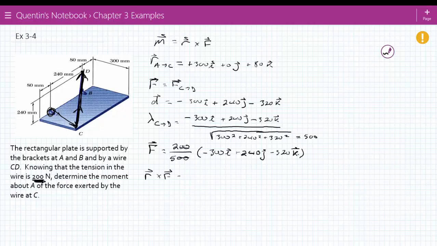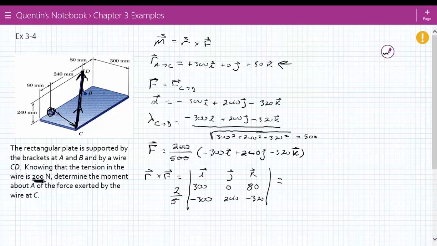Okay, so therefore R cross F can be expressed as the determinant of i, j, k, and R is right here, we just talked about R. It is 300, 0, and 80. And for F, I'm going to pull the 2/5 out here. It's minus 300, 240, and minus 320. So when we do this determinant, you have the i component times 2/5.